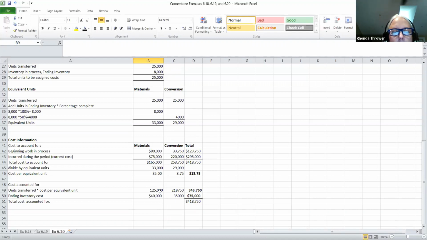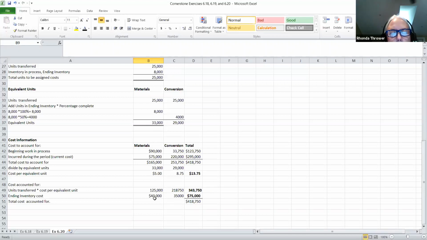The materials plus the conversion added together are the total cost of the units transferred. The total cost of units transferred are these two added together, which is 343,750.